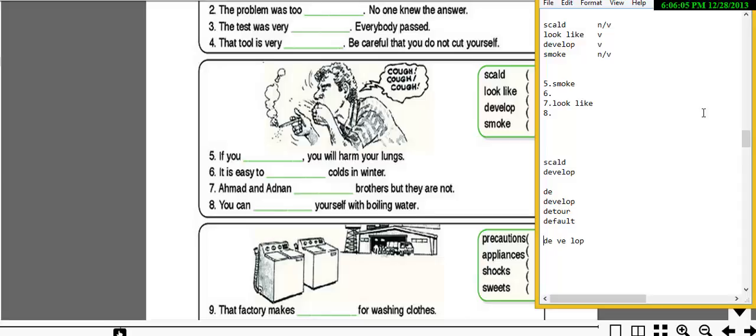So presuming I really don't know the meaning of scold and develop, and I just need to put them somewhere, it's either number 6 or 8. It is easy to blank colds in winter. And then number 8, you can blank yourself with boiling water. Well, there is boiling water in number 8, and there is something cold, so it's the opposite meaning. Scold and develop really do not tell you if it's something positive or negative. It's more positive in 6 than number 8, so it's easy to.